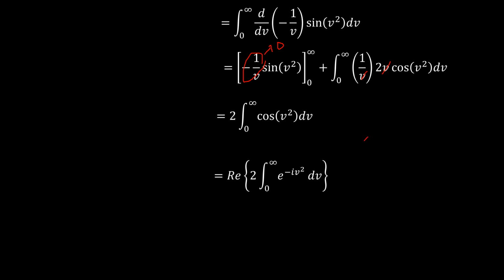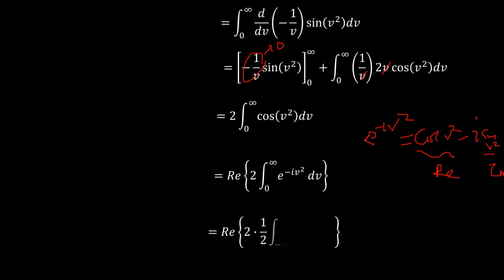i v squared, since e to the power negative i v squared is the same as cosine of v squared minus i sine of v squared, right? So this is the real part, and this is the imaginary part. Okay, so we are focused on the real part. So we can integrate this entire thing and then just pick out the real part.